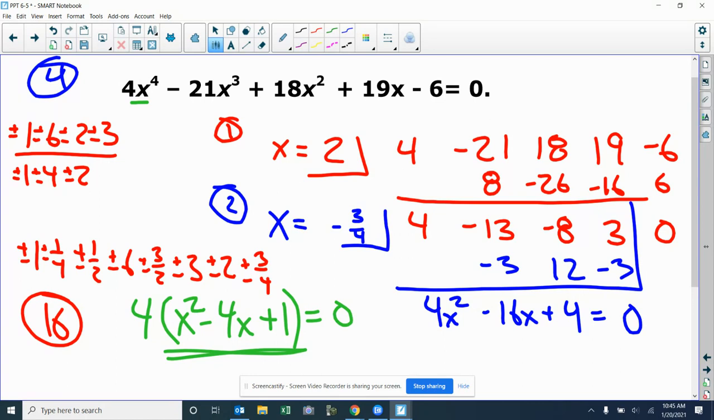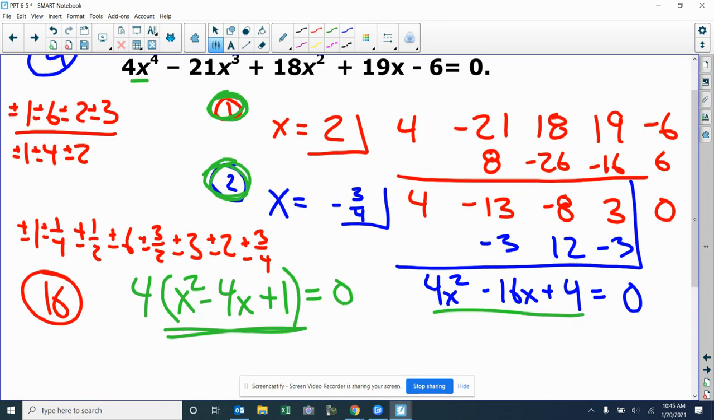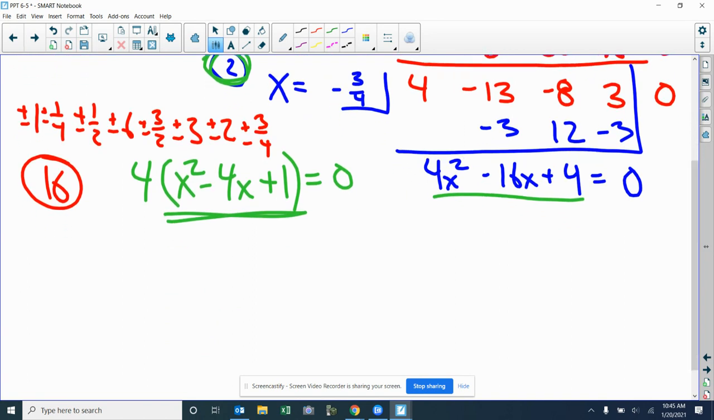We had 16 possibilities. We used our calculator. We were able to narrow some down. We took great guesses because we got 2 already. Here's 1 and here's 2. We got it down to the quadratic, which is fantastic. We factored out a GCF of 4, and we're down to x squared minus 4x plus 1 to get our last 2 roots. I think completing the square is our safest option.